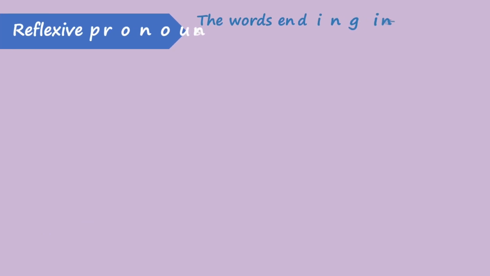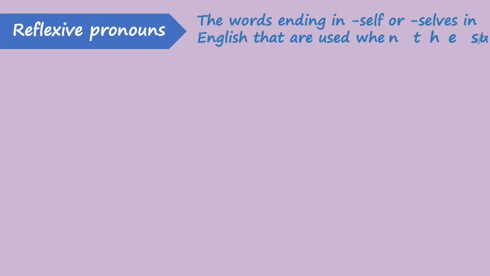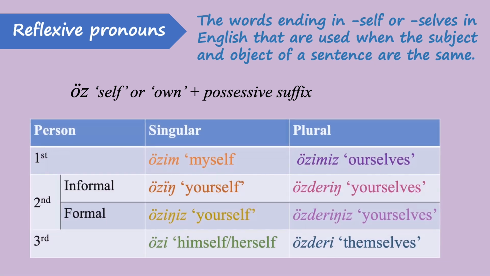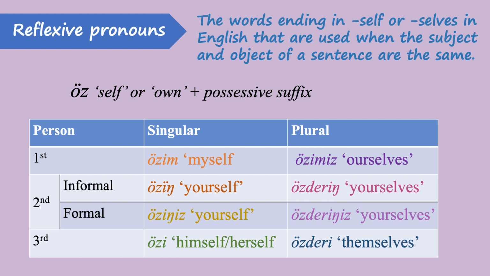The reflexive pronouns are the words ending in self or selves in English that are used when the subject and the object of a sentence are the same. In Kazakh, the reflexive pronouns contain the word өз, self or own, and the other person forms are inflected from өз, combining with the possessive suffixes, and thus the declension should be as follows. First person singular, өзім, myself. Plural, өзіміз, ourselves.